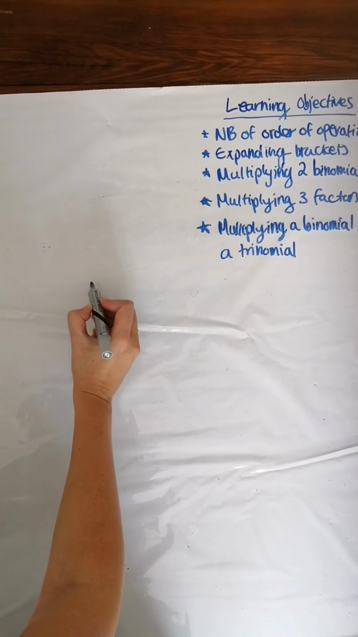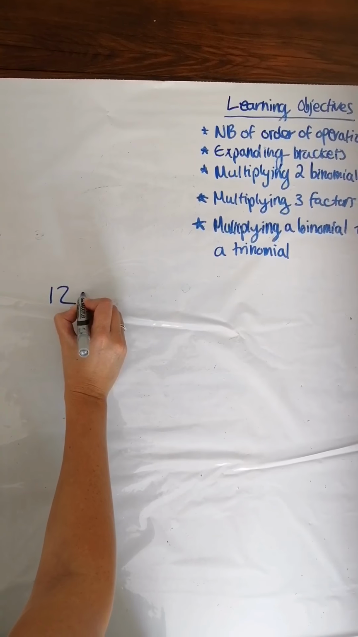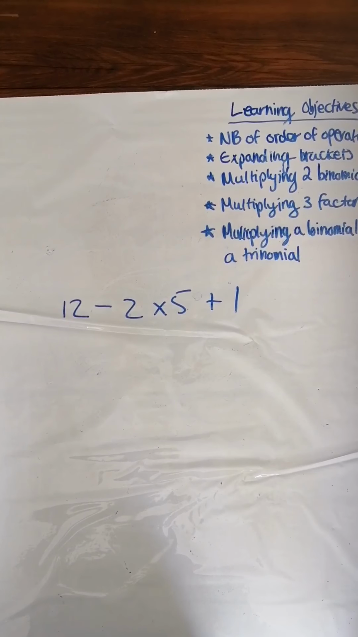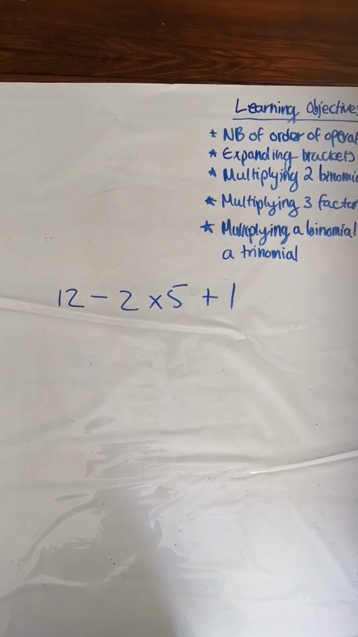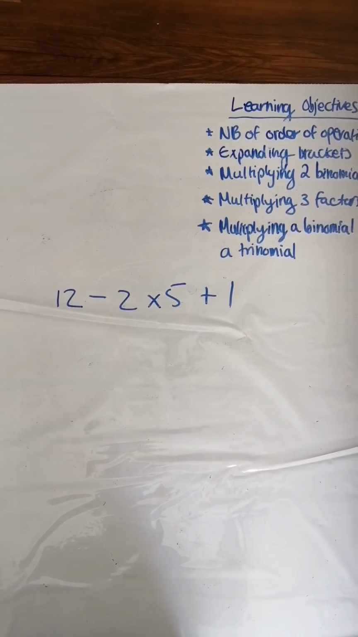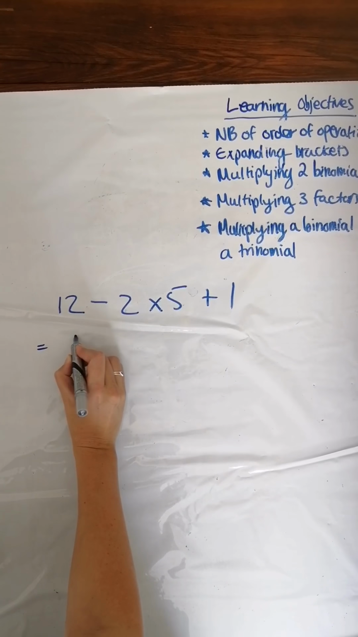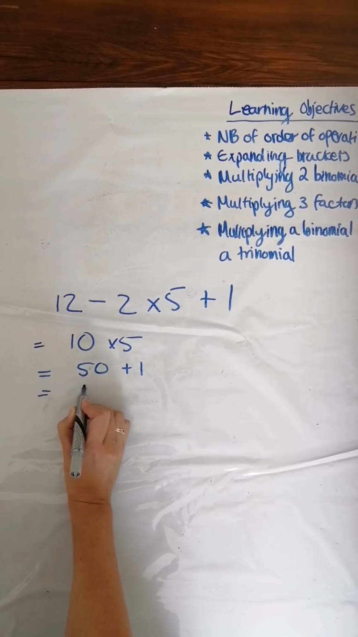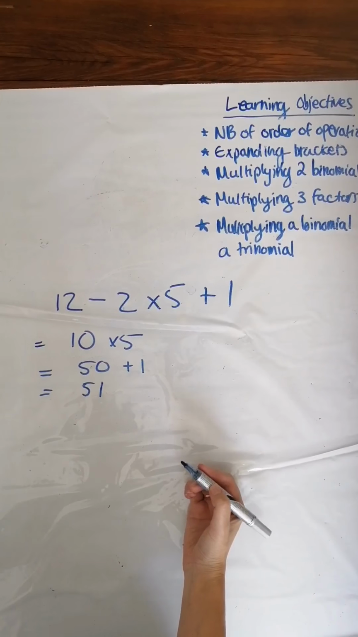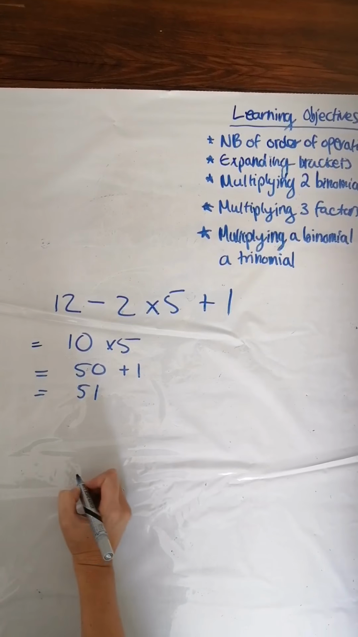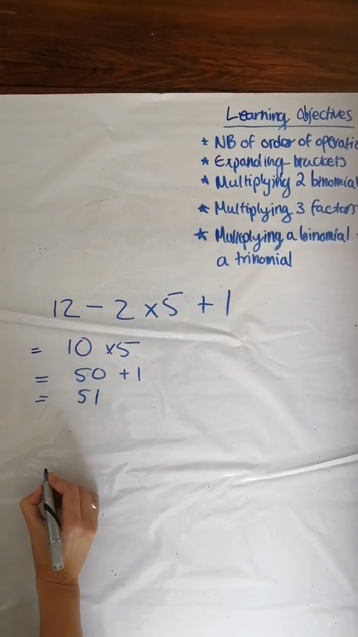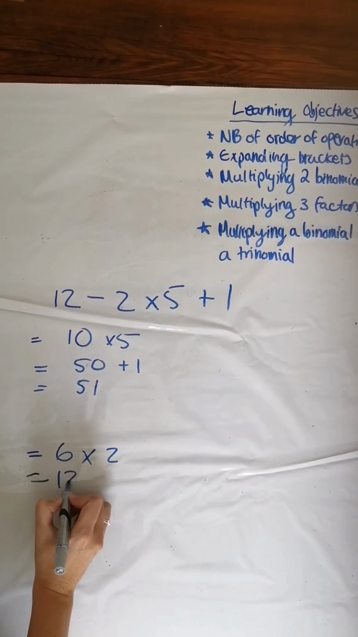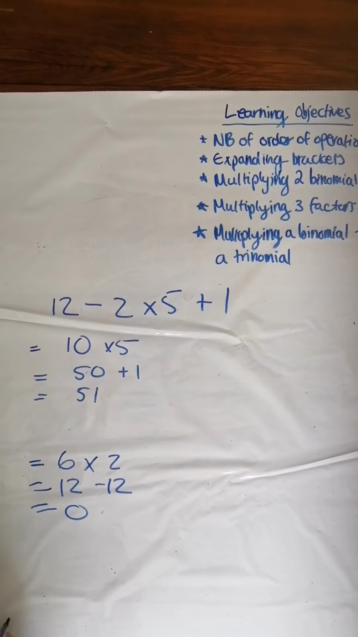So if we have a sum that looks like this, there are many different ways in which you could tackle it. One might be working from left to right. That, I think, is everyone's first instinct. So 12 minus 2 equals 10 times 5 equals 50 plus 1 equals 51. We could also work from right to left. So let's do that. We have 1 plus 5 equals 6 times 2 equals 12 minus 12 equals 0.